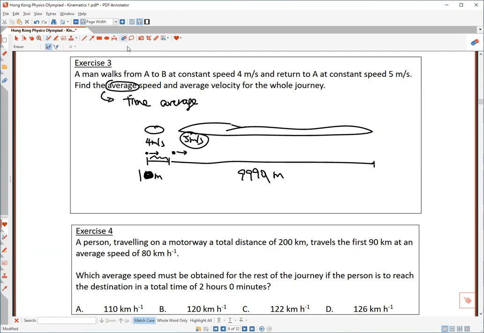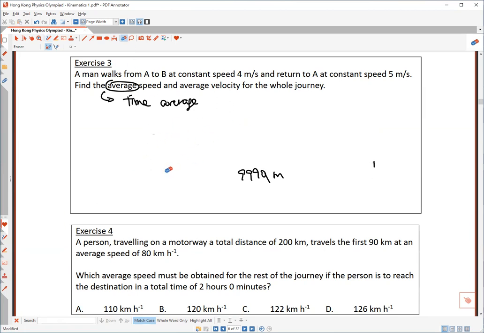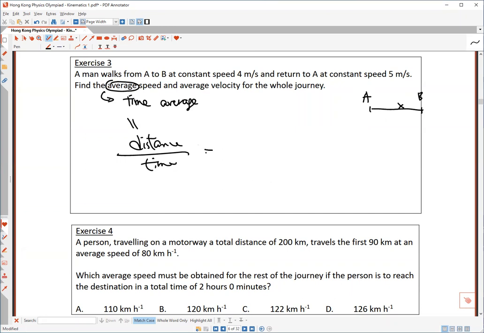So let's go back to how to do it. We need to use the formula we have. The average speed is defined as distance over time. We consider the distance from point A to point B as x, and then the overall distance traveled is 2x. The time will be x over 4 plus x over 5.